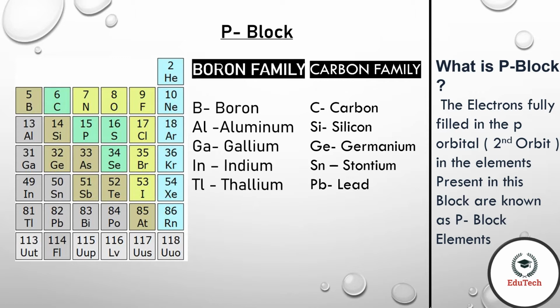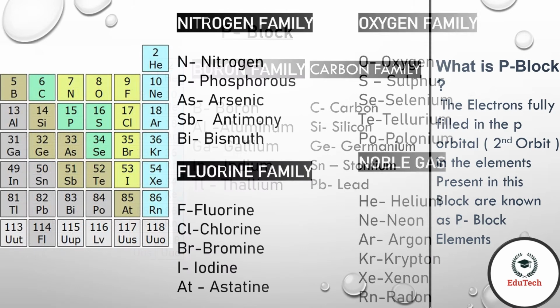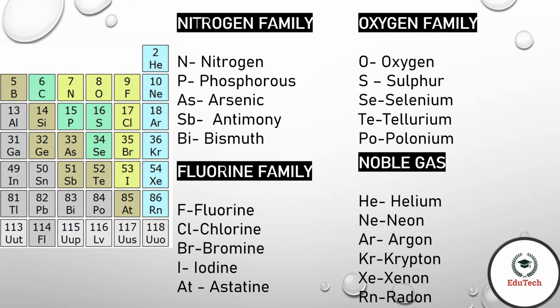First, boron family: boron, aluminum, gallium, indium, thallium. These are the boron family. And carbon family: carbon, silicon, germanium, strontium and lead. They are carbon family. Now nitrogen family: nitrogen, phosphorus, arsenic, antimony, bismuth. These are nitrogen family. Oxygen family: oxygen, sulfur, selenium, tellurium, polonium.